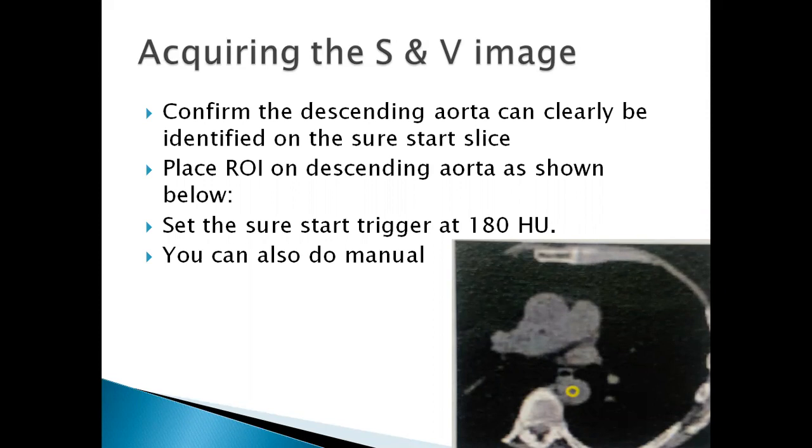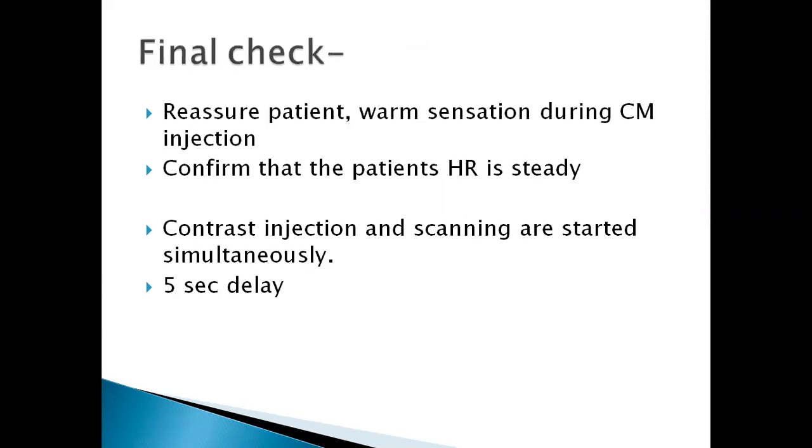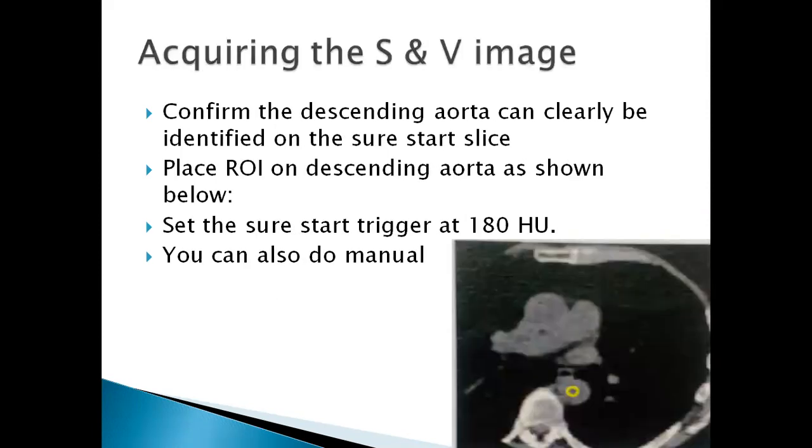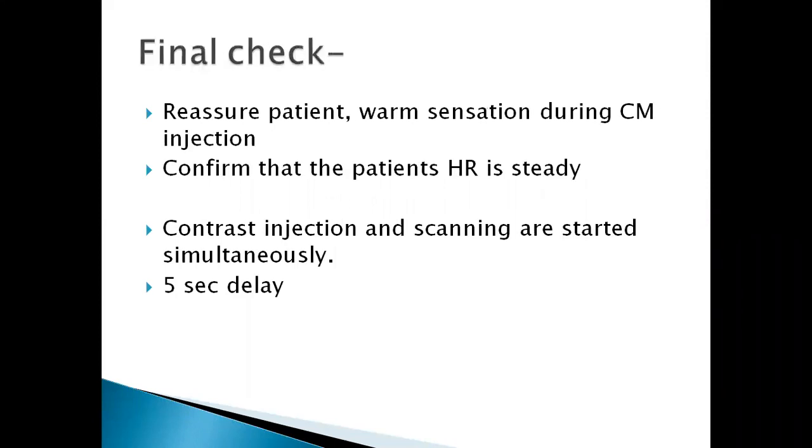You can also do it manually, where you put your ROI just outside of your scan field, and then you monitor the contrast manually. Now this one you have to be very careful because you may miss the contrast. So you have to be very attentive that the moment you see the contrast is in there, you press your scan. So if everything is okay, the heart rate is steady, the patient is calm, you are satisfied with the way everything is going, then you can go ahead and do the scan.